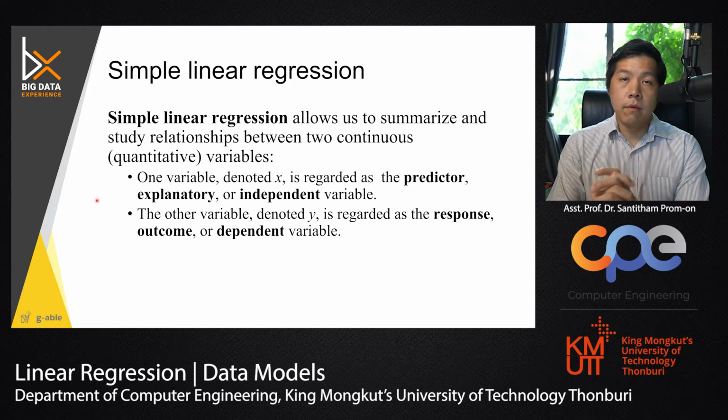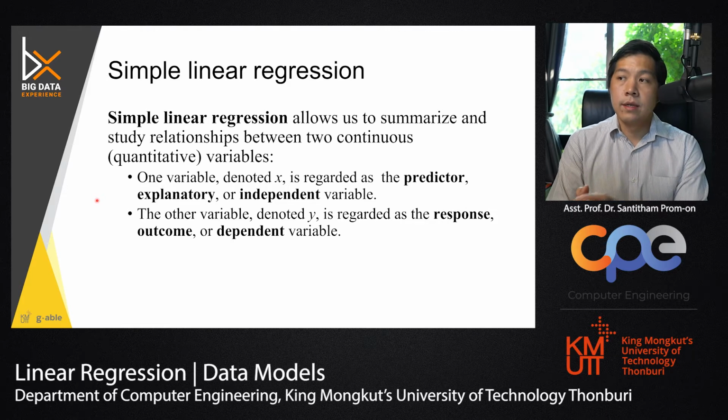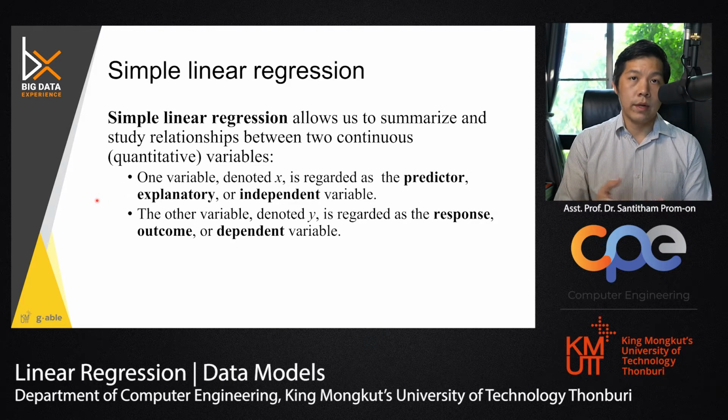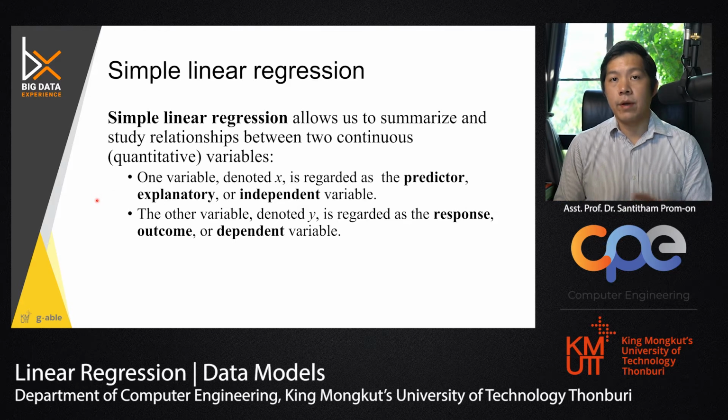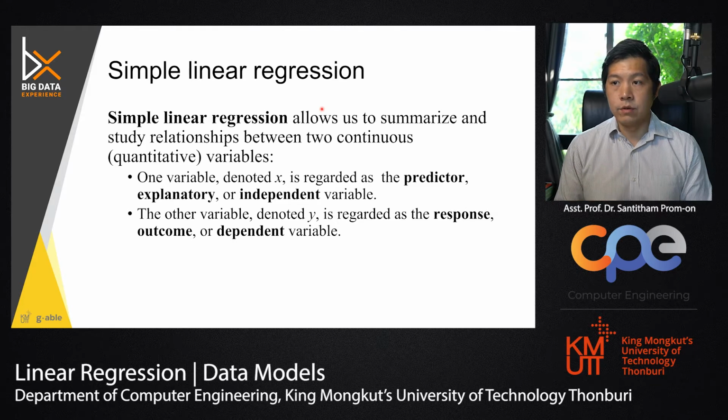The first model that we will look at today is the model called simple linear regression. Simple linear regression is called simple because it uses only one variable to explain the relationship between input and output variable. Simply speaking, you have just one output and one input variable. And this technique allows you to summarize the relationship between two quantitative values. One variable would be x.